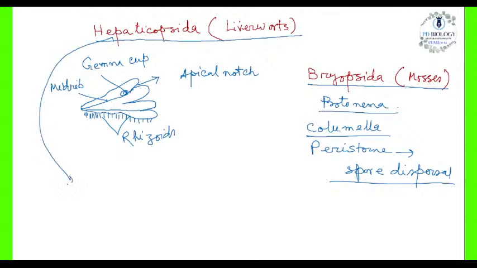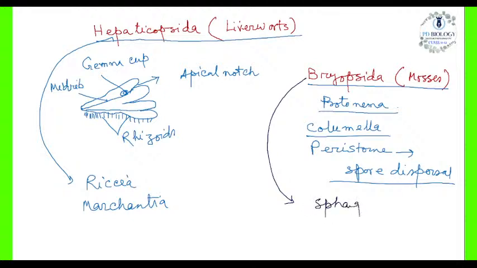Under Hepaticopsida, the Riccia and Marchantia, under Bryopsida, the Sphagnum, Funaria, Polytrichum, etc. are there.